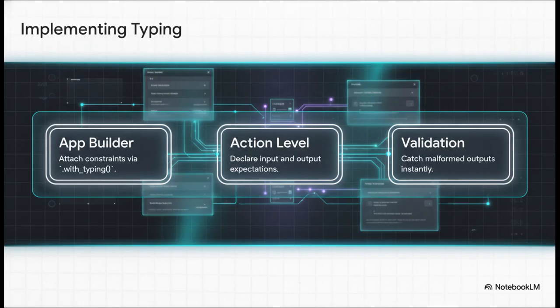Setting this up is basically building a defense layer. First, you attach application-level typing constraints right onto your application builder using the with_typing method. Next, you declare richer input and output expectations for each individual action. Because these schemas validate data on the fly, you'll instantly catch wonky LLM or tool outputs way before they cascade into massive pipeline errors downstream.